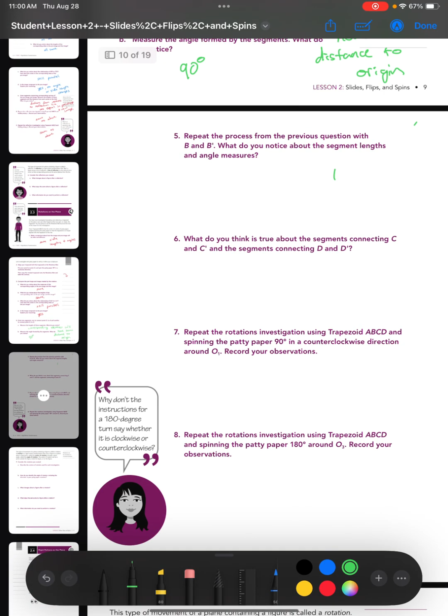All right, moving on to the next page. Repeat that process for the previous question with point B and your new image point B. What do you notice? So just write in same as above. So every corresponding vertex should have the same distance. Same with 6 for point C and point D. So all the corresponding vertices should have the same distance of measure to that point of rotation, and they should form that 90-degree angle between those two lines.